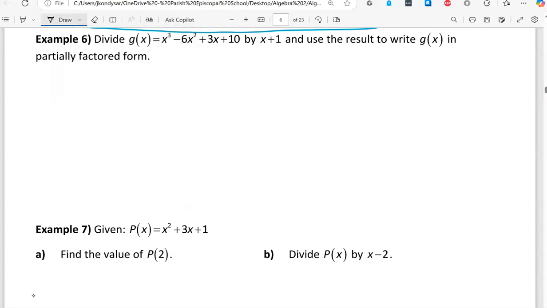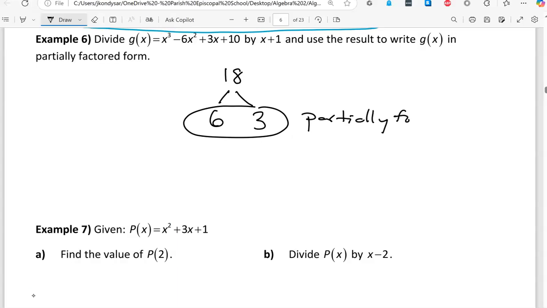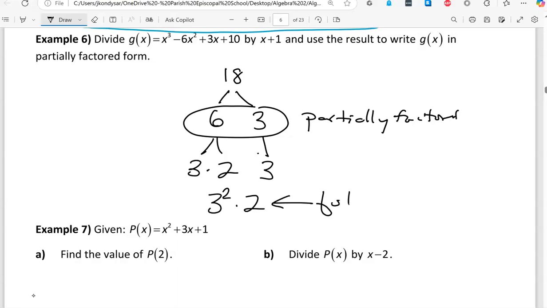So for instance, if I asked to factor 18 and I factored it into 6 times 3, we might say that that is partially factored because you can fully factor by factoring the 6 once again. So our fully factored form would be 3 squared times 2. All right, that's as relates to numbers.